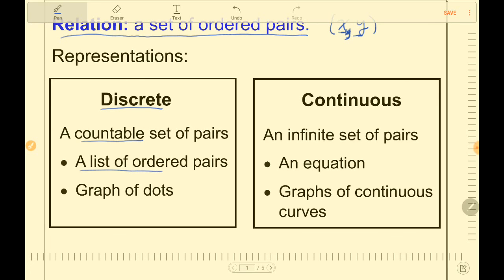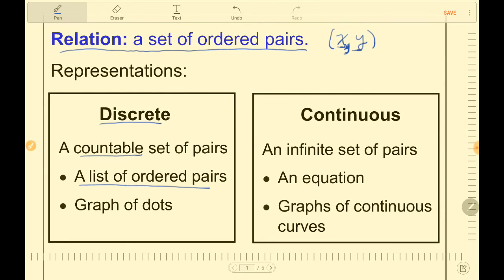So you can have a list of ordered pairs. You can have a relation represented as a graph of dots on an xy plane, for instance. You can also have continuous relations, which would have an infinite set of pairs. And not only are they infinite, but they're not ones that you can list out.